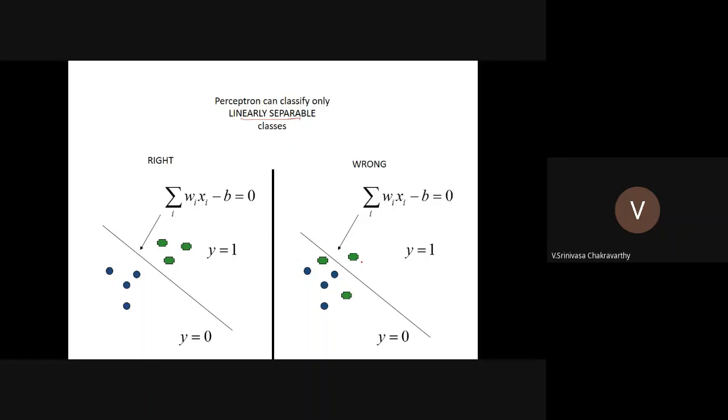So suppose you have data like this. The blue dots are one class, and the green little circles are the other class. No matter where you draw your line, it won't be able to separate the blues from the greens. But if you are allowed to draw a curve instead of a straight line, you can separate the blues from the greens. But as far as this neuron is concerned, you can only draw straight lines. It can only draw planes. So it won't be able to separate this.